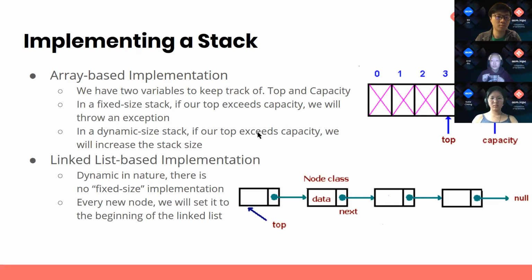Okay. So implementing a stack. I think the other instructors have probably already touched upon this, but I just wanted to give a little bit more of an overview. Basically, you can have either an array-based implementation or a linked list-based implementation for both a stack and a queue. From the diagrams on the right, you can see that we are keeping track of two variables in an array-based implementation: capacity as well as top. And if top exceeds capacity, then we'd have to either resize or throw an exception.